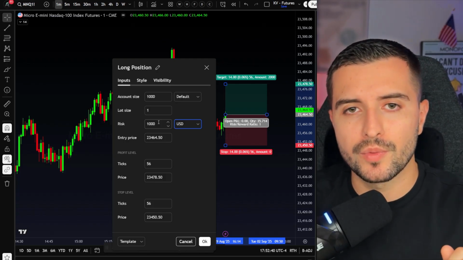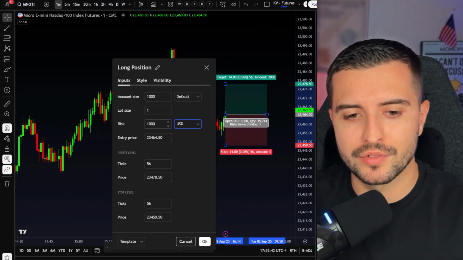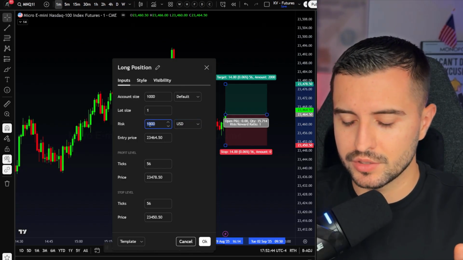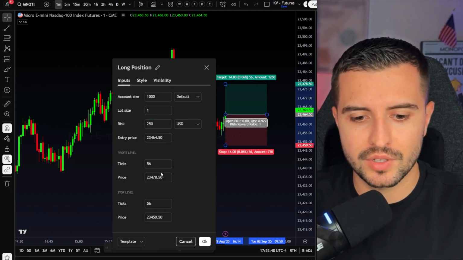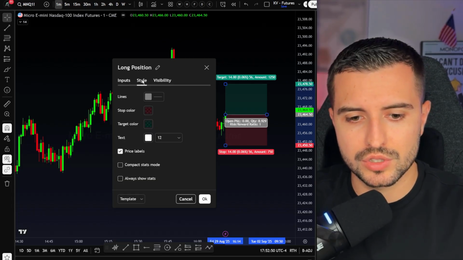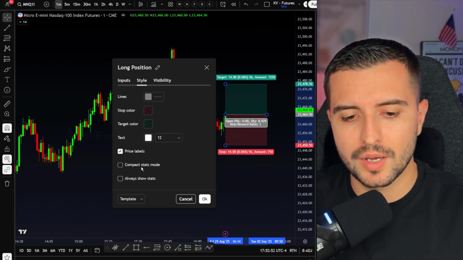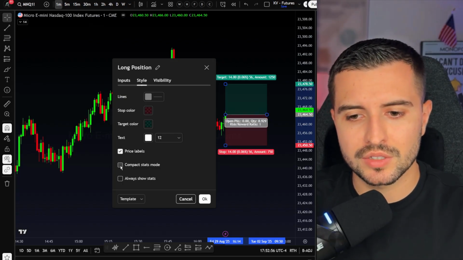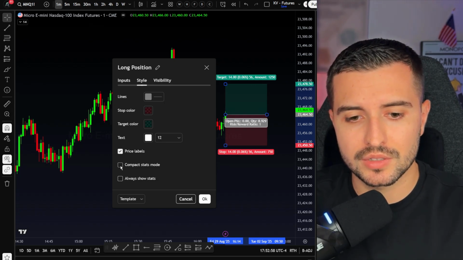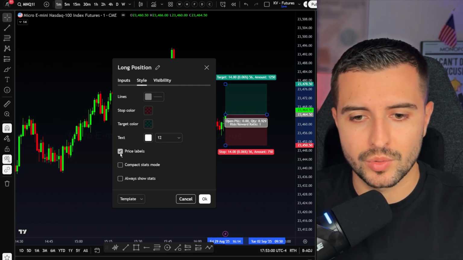So you come up with a number. What is your average losing trade? Let's say it's 250. You put USD here and you leave everything else as is. You go to style and you make sure that the compact stats mode is unchecked. Some defaults have it checked, some have it unchecked. Leave it unchecked. And the price labels are up to you if you want to have those or not.